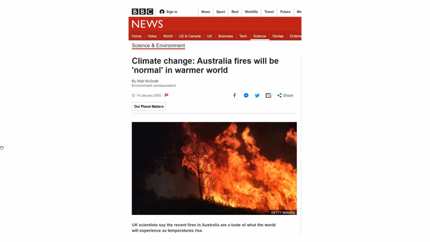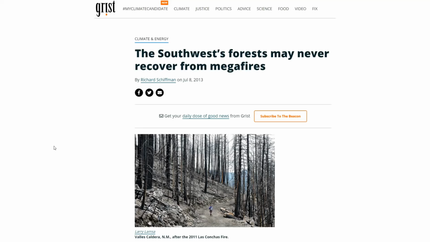BBC News reports that the Australia fires will be the new normal. Climate alarmists have been doing this after every fire for as long as I can remember. There's nothing new about these fires. They've been going on for as long as there's been forests. And the forest can't burn again until more fuel builds up over long periods of time. Climate alarmists do not seem to understand the concept of conservation of energy. Energy is neither created nor destroyed.